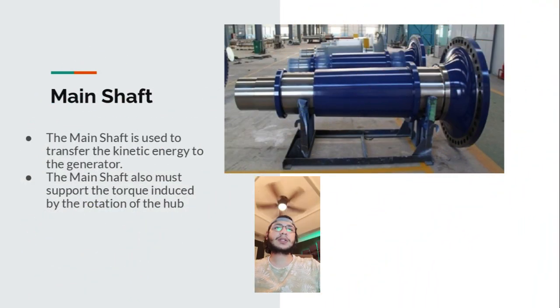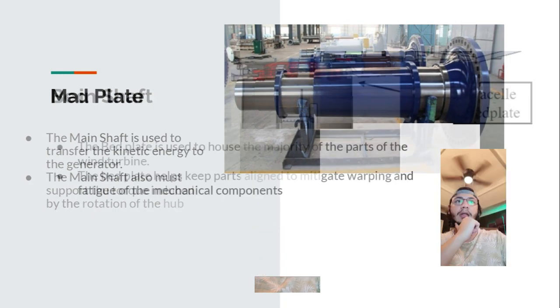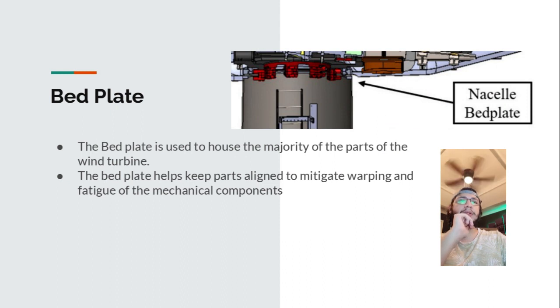Here we have the main shaft, which is used to transfer the kinetic energy from the blades to the generator. The main shaft also must support the torque induced by the rotation of the hub, and it must withstand these forces applied to it.